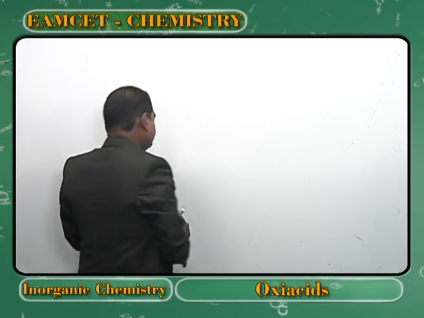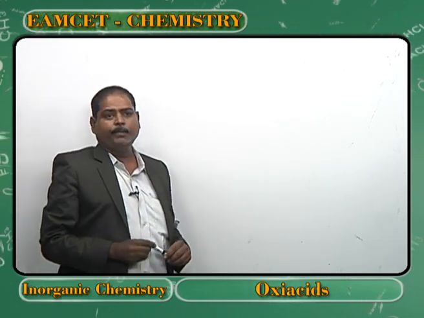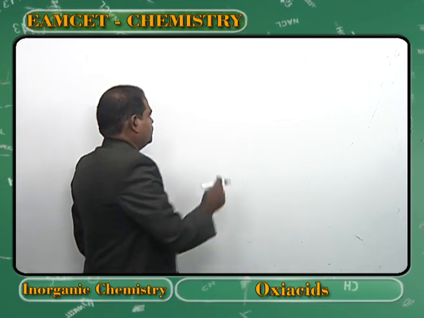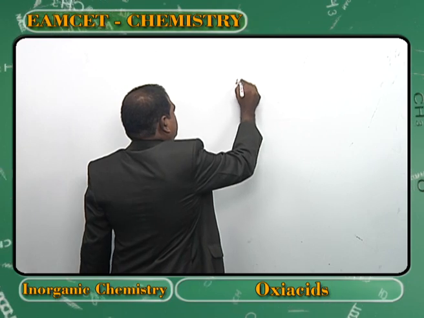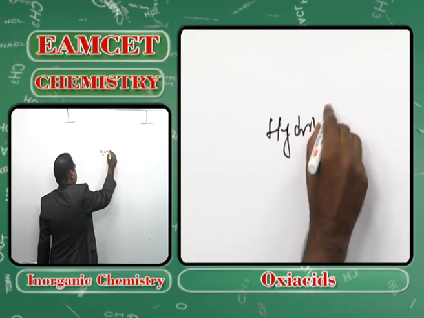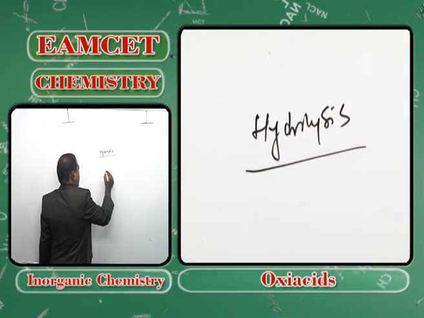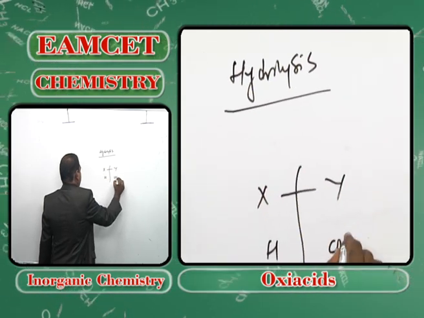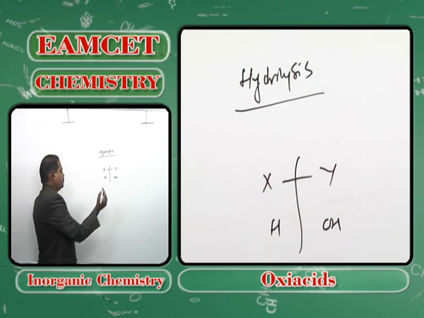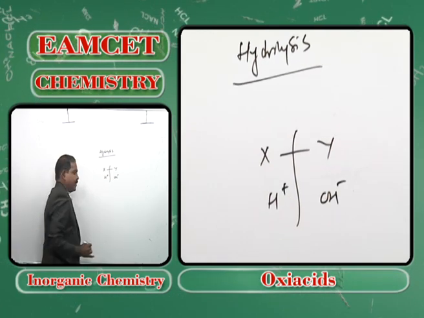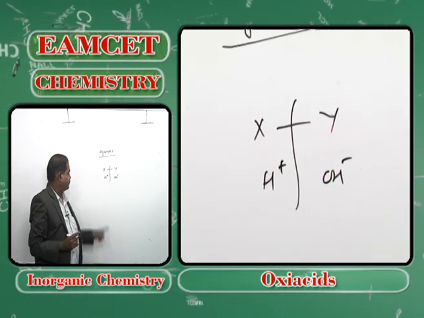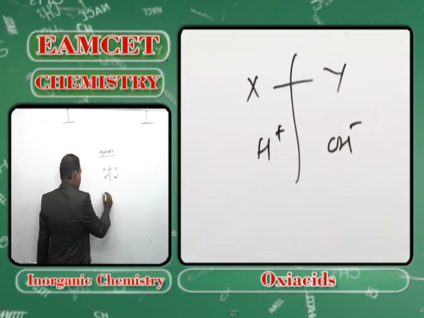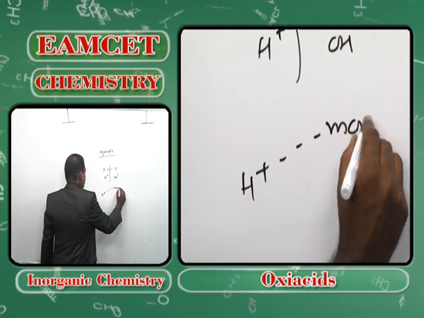Now, another procedure, a simple procedure which will answer hundreds of questions, that is hydrolysis. Hydrolysis, you just break the bond, H on one side, OH on the other. H means H plus, OH means OH minus. And H plus will obviously go to whoever is more electronegative.